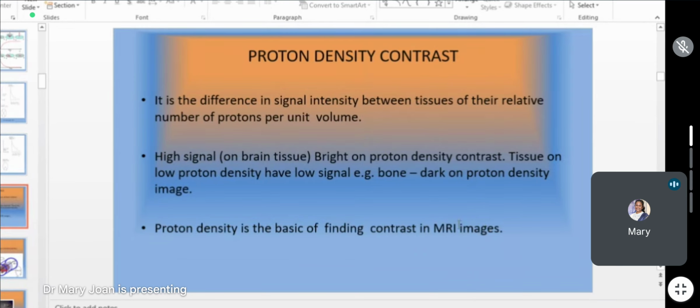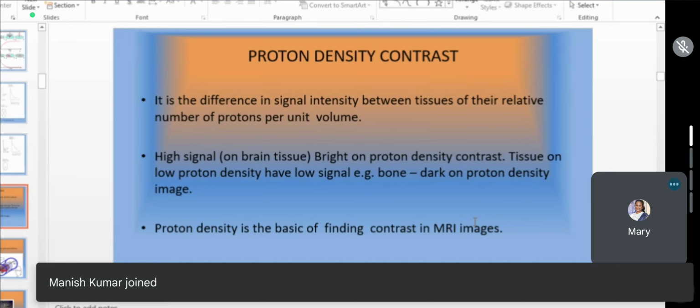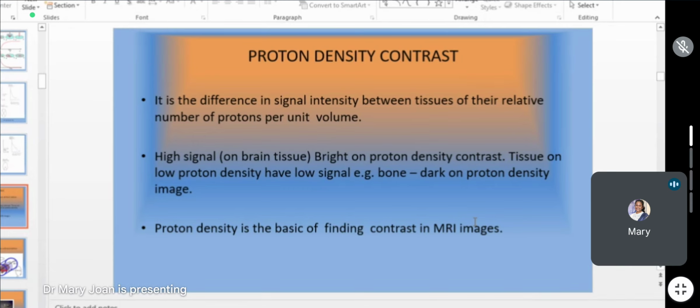And proton density contrast is the difference in signal intensity between tissues based on their relative number of protons per unit volume. High signal will be bright on proton density contrast, and tissue with low proton density has low signal, for example bone, which will look dark on the proton density image. So proton density is the basis of finding the contrast in an MRI image.